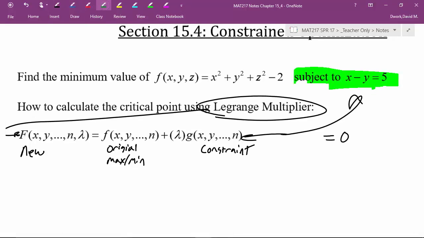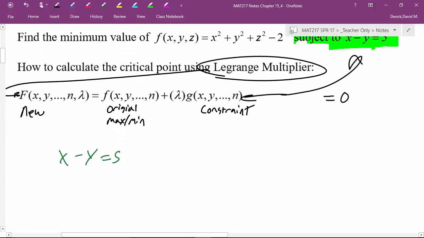You always start off with your constraint equation. We're going to say it's x minus y equals 5, and it doesn't matter which way you solve, you just need to get it equal to 0. So to me, the simplest version seems like it would be x minus y minus 5 equals 0. This part here, not including the equal 0, that is going to be our g of x comma y function.